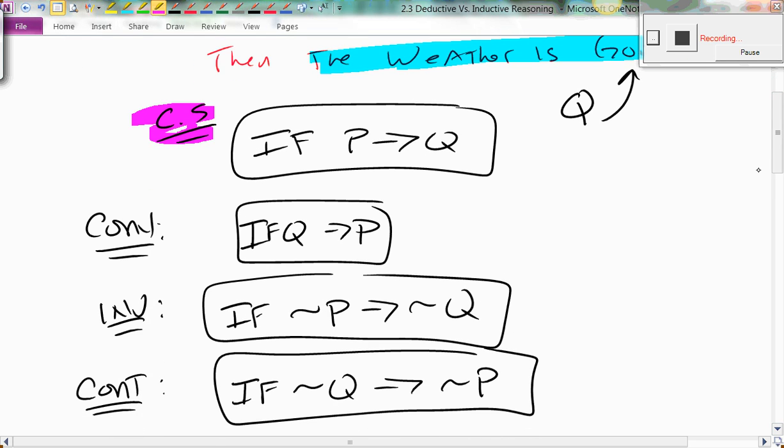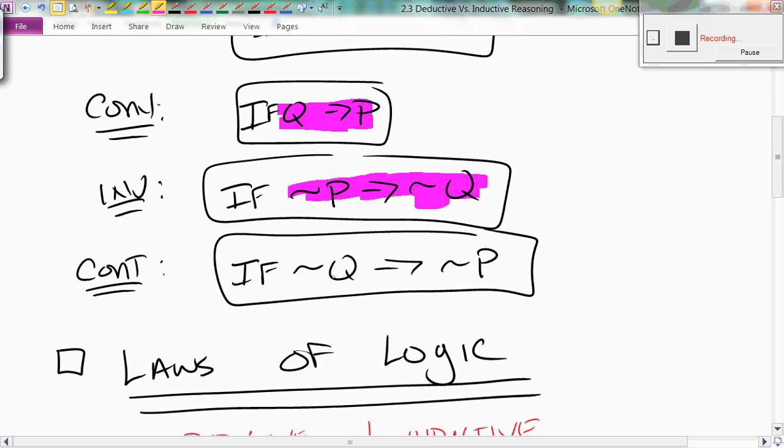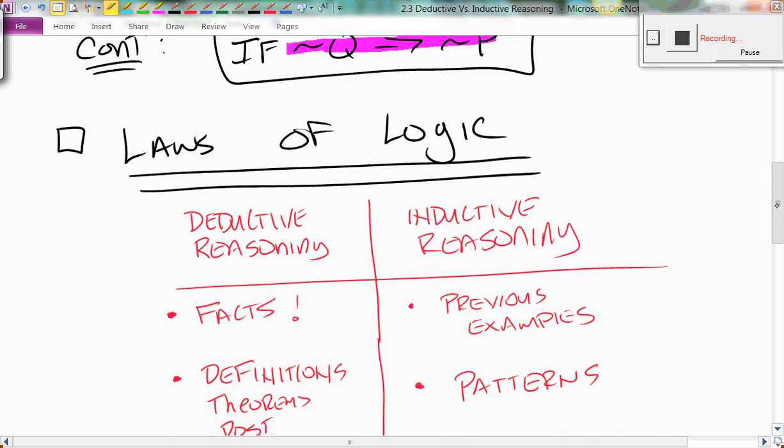So we found the converse was if Q then P. Just switch the hypothesis and the conclusion. The inverse was if not P, then not Q. And the contrapositive is if not Q, then not P. And remembering that the contrapositive and the original statement are equally valid arguments. Okay, then we went on and we talked about the laws of logic.